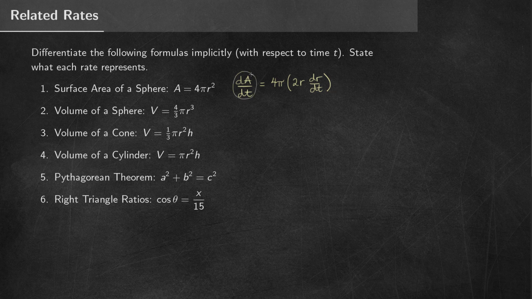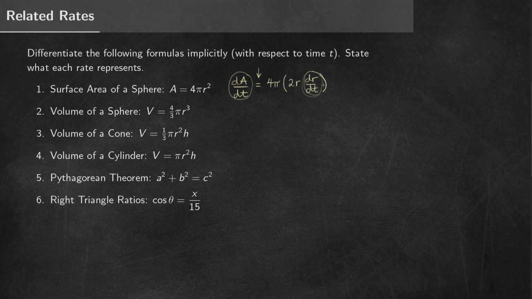Well, the dA dt is how quickly the surface area is changing with respect to time. The dr dt tells us how quickly the radius is changing with respect to time. So this equation, we know it's an equation because we have an equal sign, is relating the rate dA dt with the rate dr dt. That's why this is called a related rates equation. It's got two different rates in it, and we're seeing how they're equal to each other.